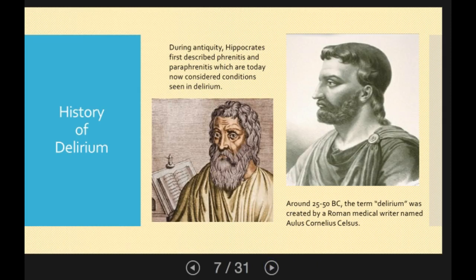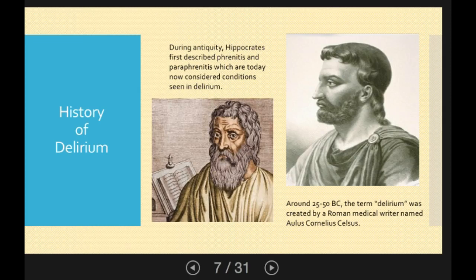A little bit on the history of delirium. Translated from Latin, delirium means off the track. Delirium is one of the oldest types of severe mental disorders in recorded history. Hippocrates, the father of traditional medicine, used the term lethargis, or lethargy, to describe a lack of energy and fatigue.